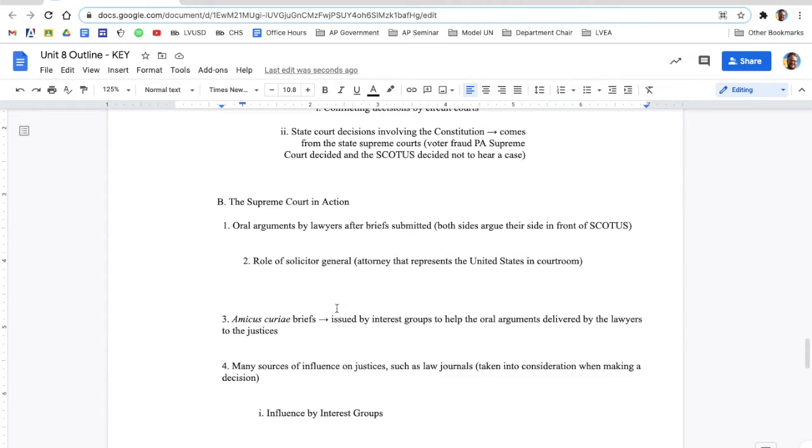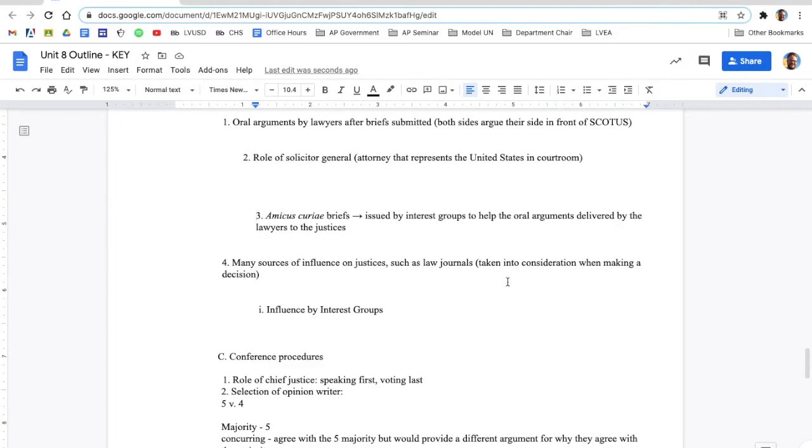The other thing that we could see, and I should probably indent this one too, is that amicus curiae briefs can be used by interest groups. So if you take the case of Brown v. Board of Education, the NAACP would have worked with a legal team to create an amicus curiae brief to give to Thurgood Marshall to better argue the case, because it is very much in the interest of the NAACP to get this case heard by the Supreme Court and eventually have school segregation overturned.